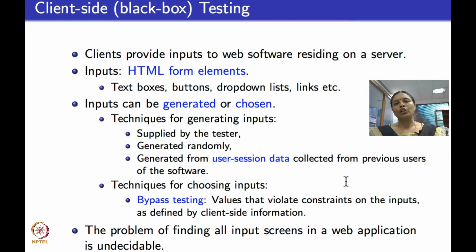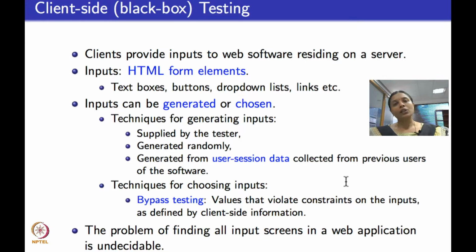So what does a client do? Client provides inputs to the web software. Where is the web software? The web software resides on the server. What is a typical input that a client provides? The client could be filling up a form that is there as a web interface. So the inputs could be HTML form elements.